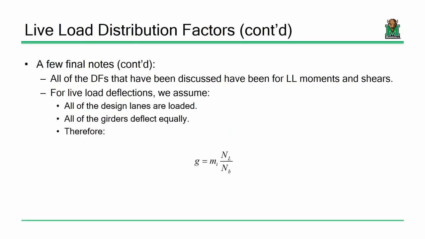All right? Now, all I've talked about is moment and shear. What about deflections? I mean, we've got live load deflections. AASHTO just keeps it simple and assumes all the girders deflect equally under live load. So we just take the maximum number of lanes, divide it by the number of beams, multiply by the appropriate multi-presence factor, and that's it. So pretty simple, actually.